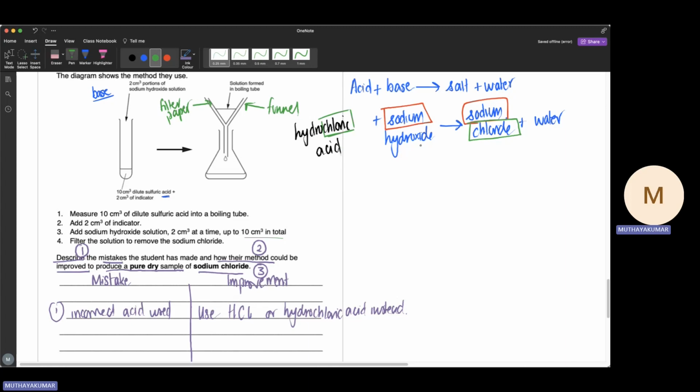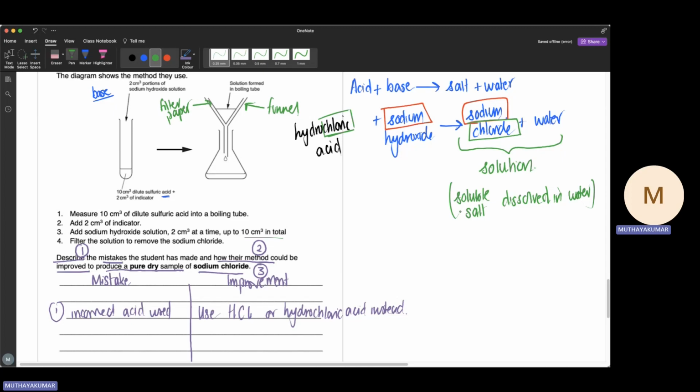Going back to the equation. So we start off with an acid and a base, and we form a salt and a water, sodium chloride and water. Sodium chloride, which is the salt, is a soluble salt, which means it will dissolve in water. So what we form is a solution, which is a soluble salt which has dissolved in water.